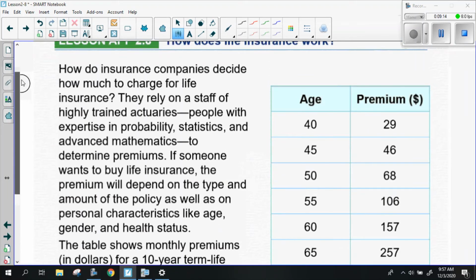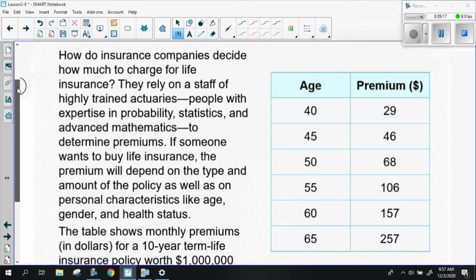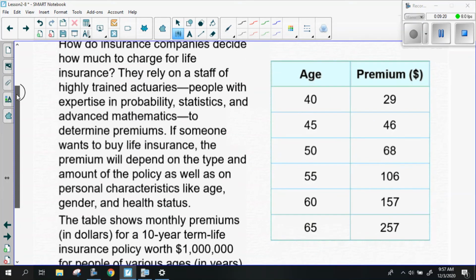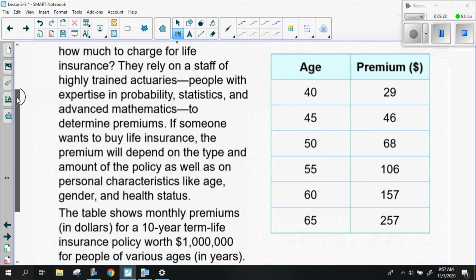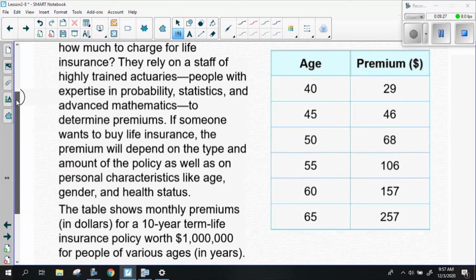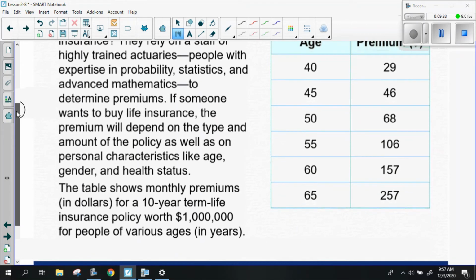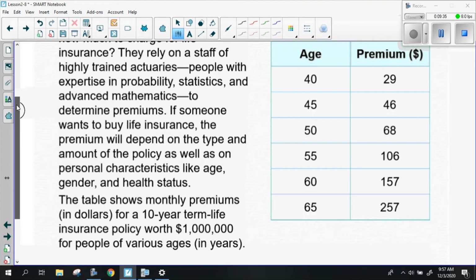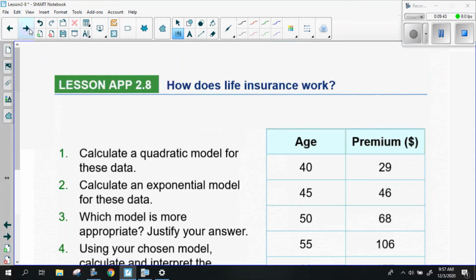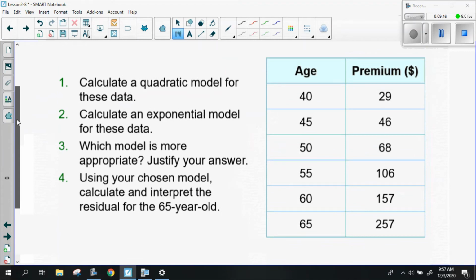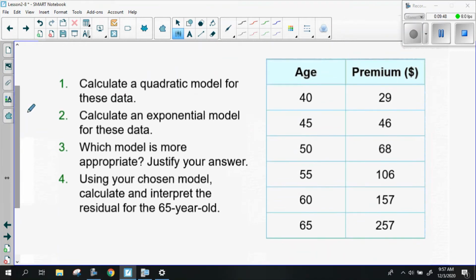By the way, we haven't even talked about what this is. It has to do with people's age and the premium that they pay, right? So for life insurance, they charge older people more money because they're more likely to die, and there is quite a bit of probability that goes into deciding exactly how much they're going to charge for a premium. So let's go ahead and jot down. We're calculating a quadratic model for these data. Let's write this down on the next page.